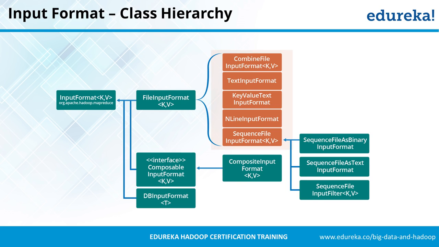Sequence file input format takes sequence files as an input. N-line input format takes n number of lines as an input altogether. Text input format takes one singular line which is in text form. Similarly, we have composable input format which can be used, and finally a DB input format. So guys, please don't worry about this right now. I'm going to take up certain examples in which I'll be using one of these input formats, which will give you a better perspective on how to use them.